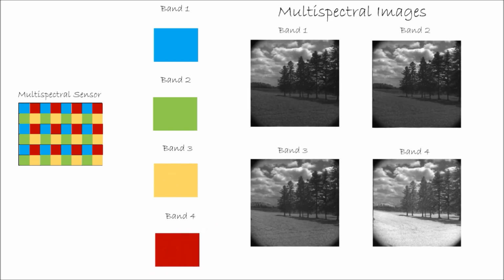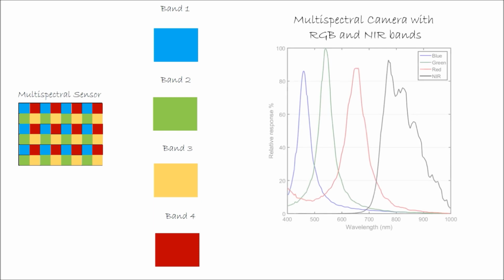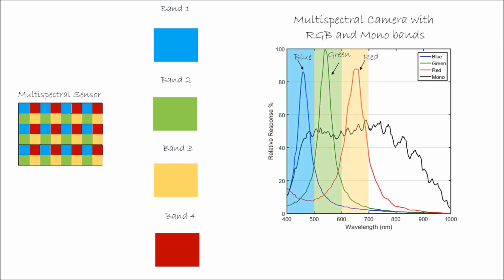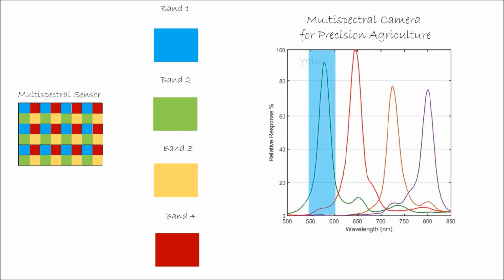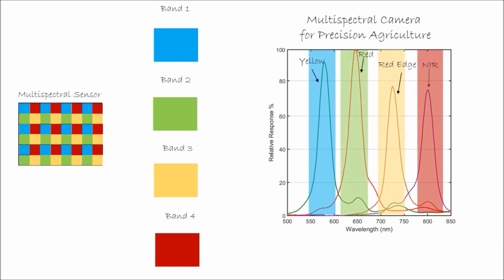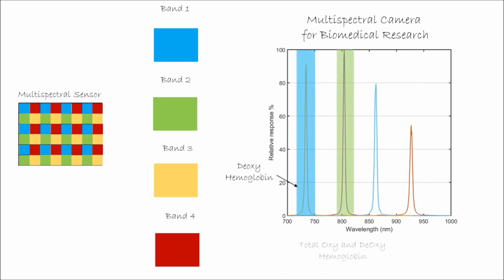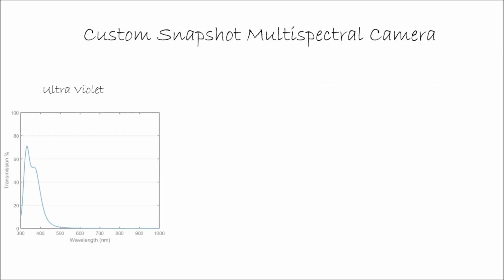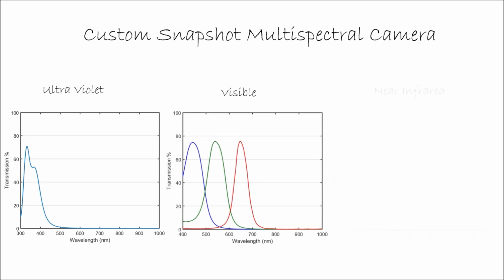For example, our RGB NIR snapshot multispectral camera has red, green, blue, and NIR bands. Our RGB mono snapshot multispectral camera has red, green, blue, and panchromatic bands. Spectral Devices snapshot multispectral camera for precision agriculture has yellow, red, red edge, and NIR bands. Our snapshot multispectral camera for biomedical research has bands for deoxyhemoglobin, oxyhemoglobin, total hemoglobin, and lipids. Spectral Devices also manufactures snapshot multispectral cameras with custom sets of bands.